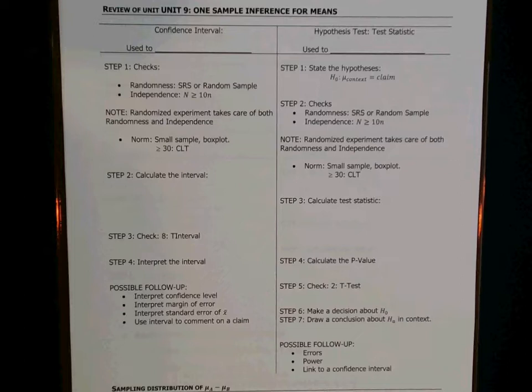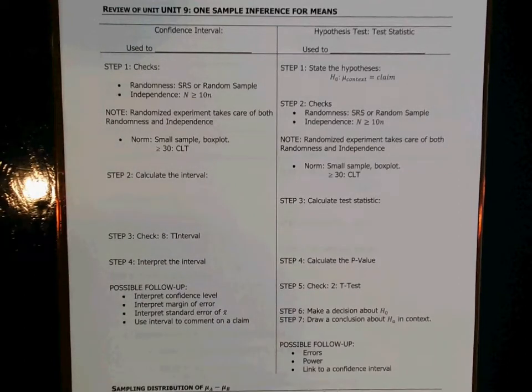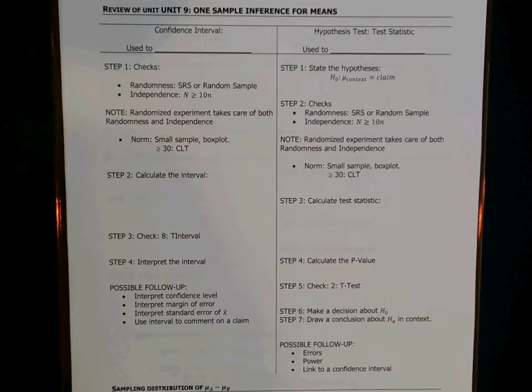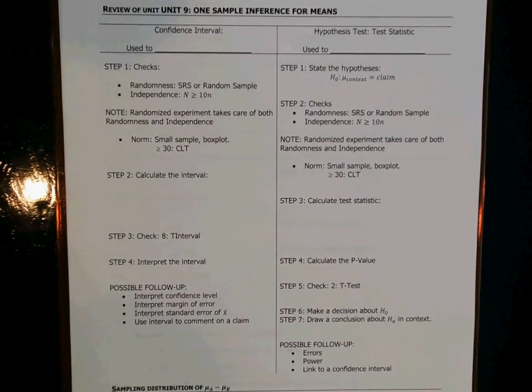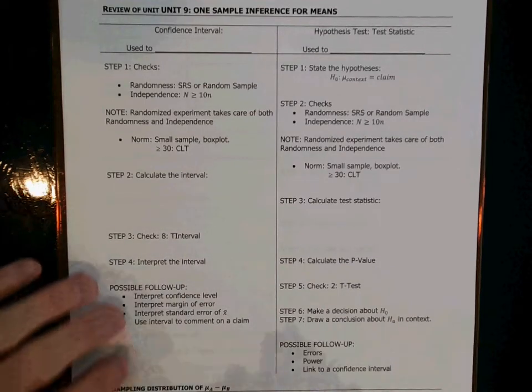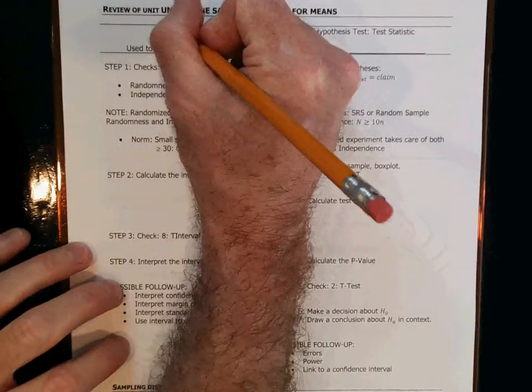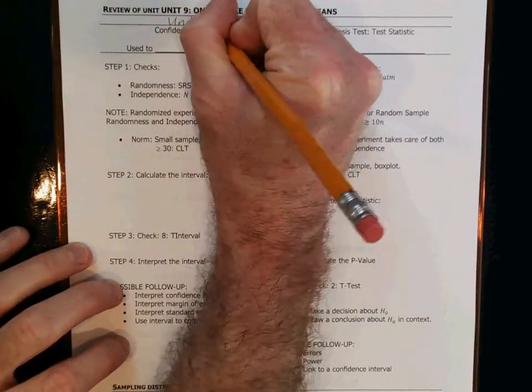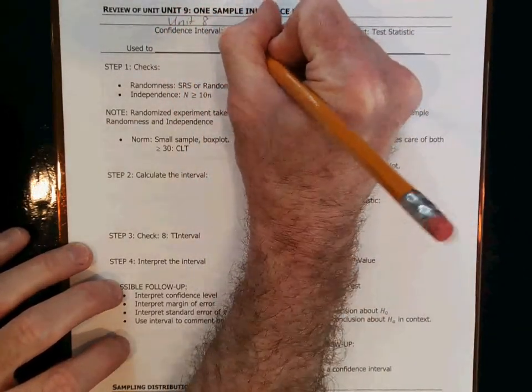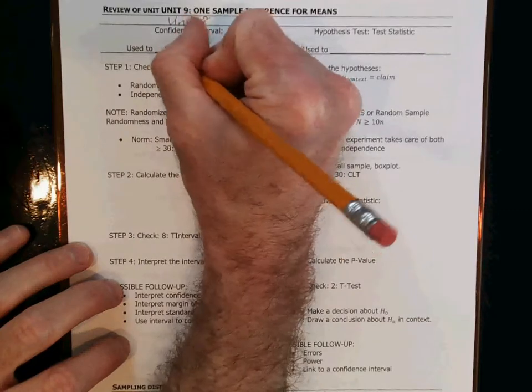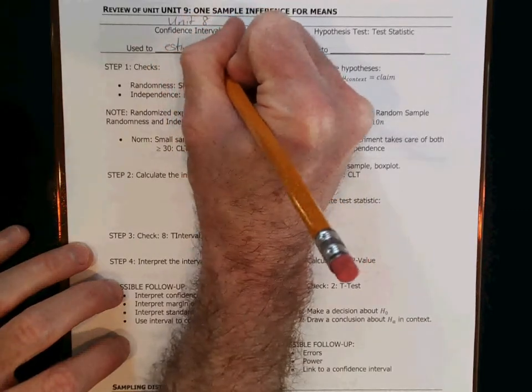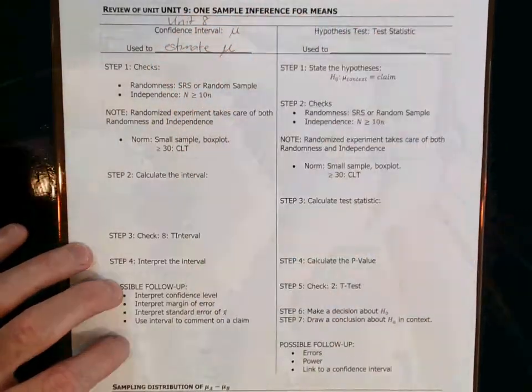This video is for day 2, where we're going to be comparing two means. The first set of the notes, this is the first video, is the review of Units 8 and 9 for one sample inference for means. In Unit 8, we did a confidence interval for mu. This was used to estimate a population mean.